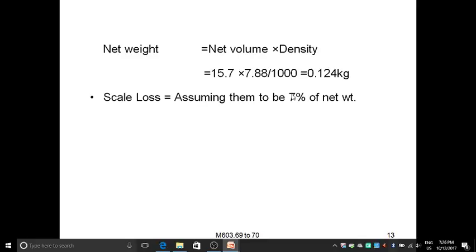If the problem specifies the scale loss as 7%, you consider 7%. If nothing is given, as in our problem, you also consider 7%. If it specifies 6%, you consider 6%. If nothing is specified, you take 7% of the net weight as the scale loss. Now you multiply: 0.07 times the net weight gives 0.0087 kgs. This is the scale loss.